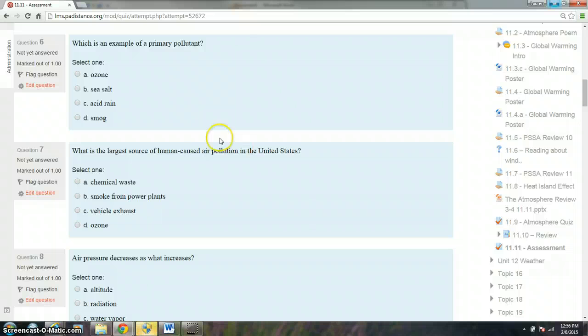Question 6. Which is an example of a primary pollutant? A. Ozone, B. Sea salt, C. Acid rain, D. Smog.